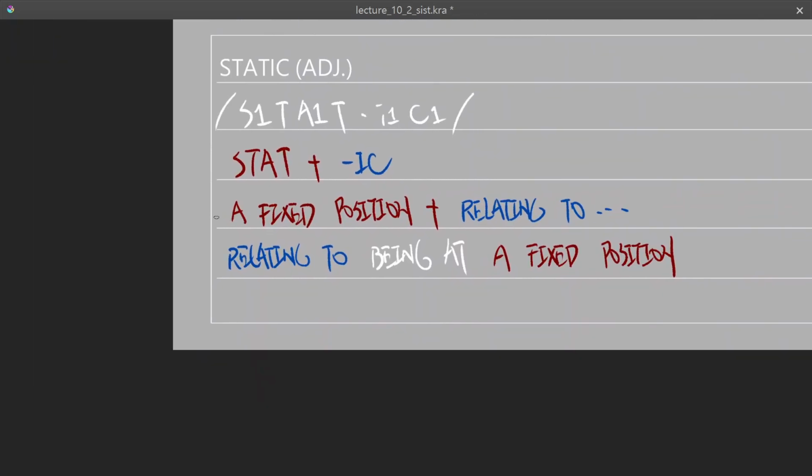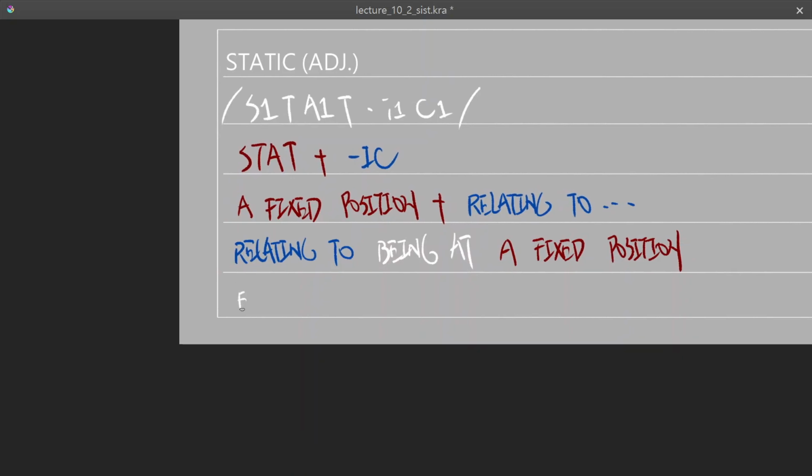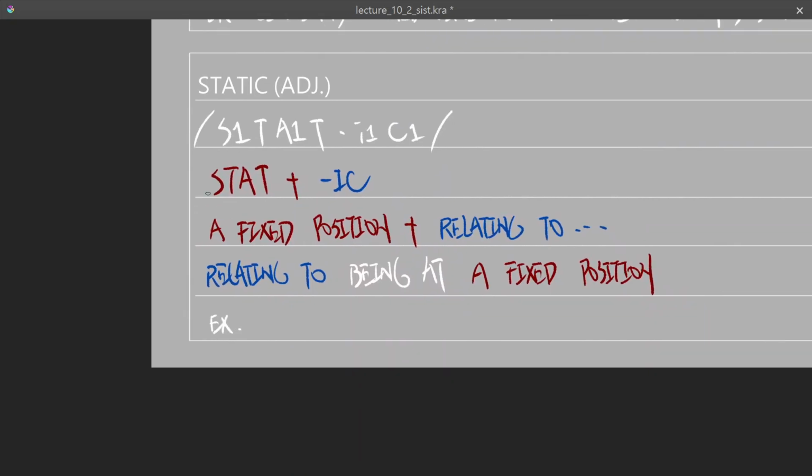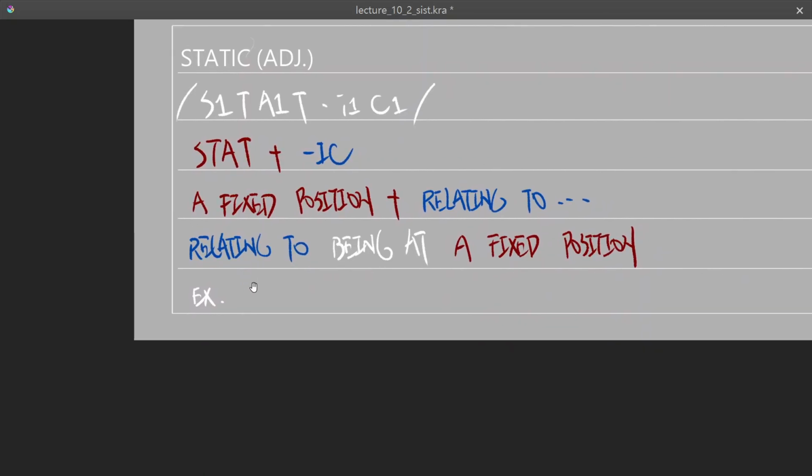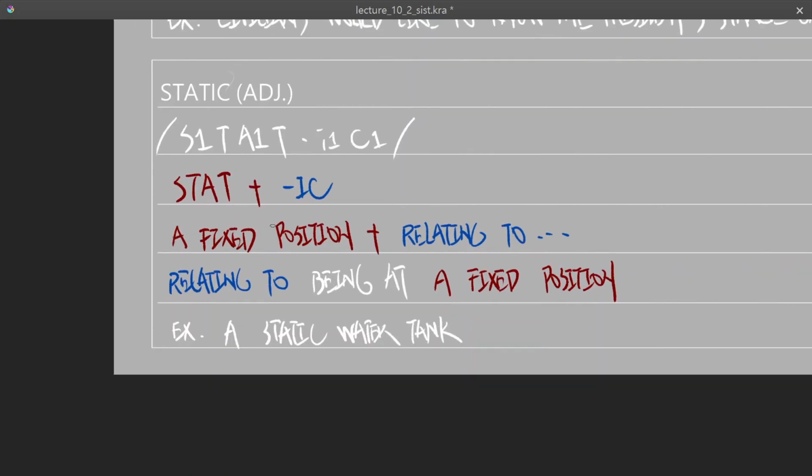All right, so for example, we could say a static water tank. All right, next.